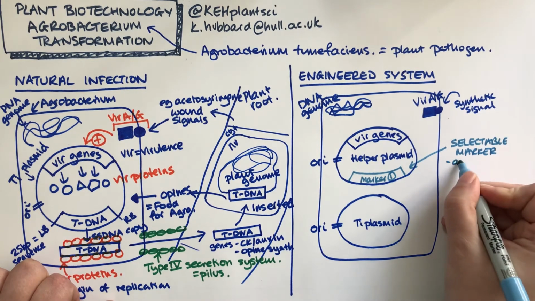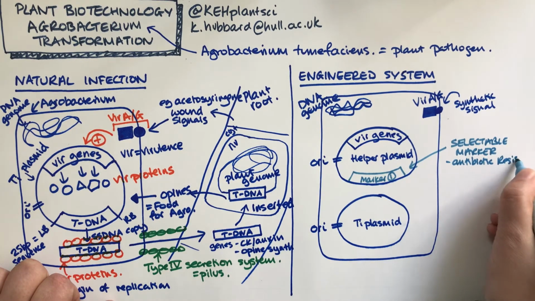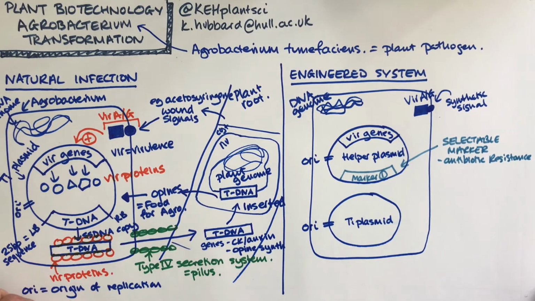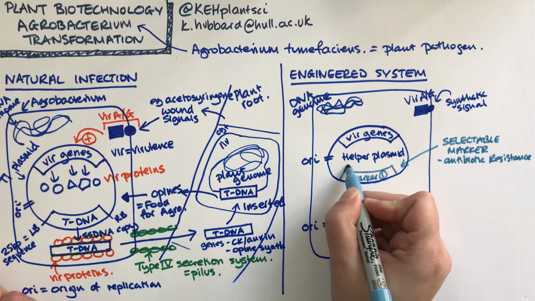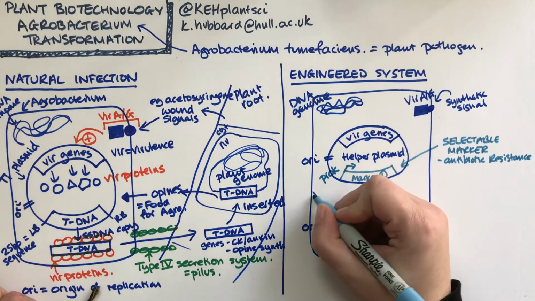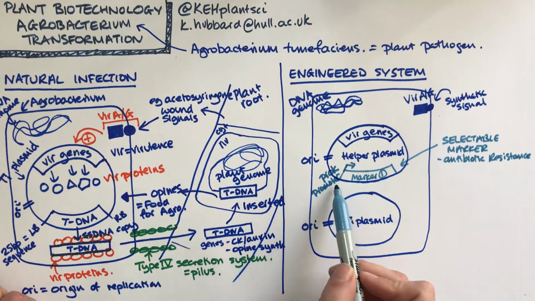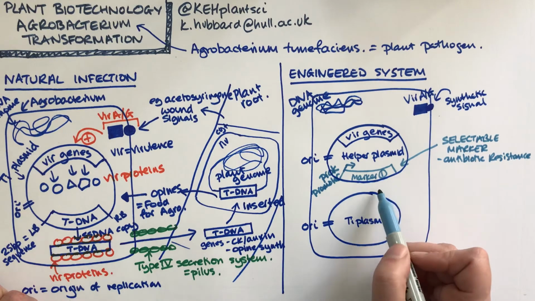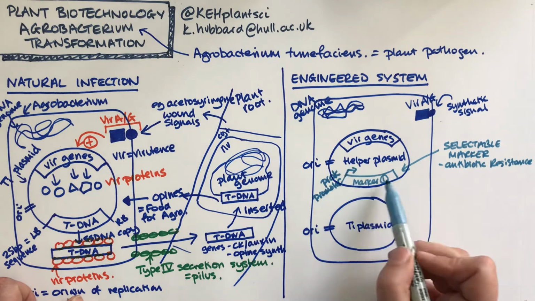So that might be something, it's usually an antibiotic resistance gene. So what you do is you have your antibiotic resistance gene, and it does have a prokaryotic promoter. So this means it can be switched on by a bacterium. And if it encodes an antibiotic resistance gene, that means that it's very easy to tell which bacteria have the plasmid in it correctly or not.